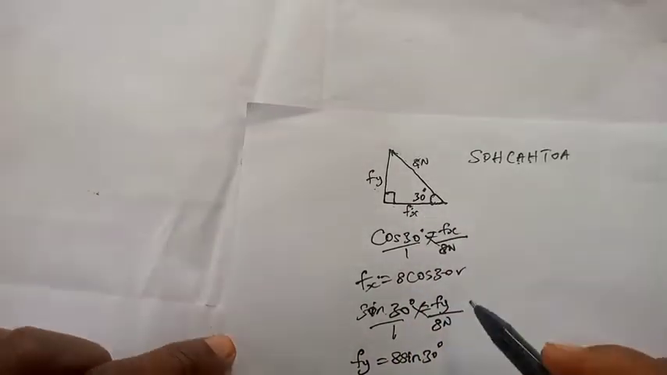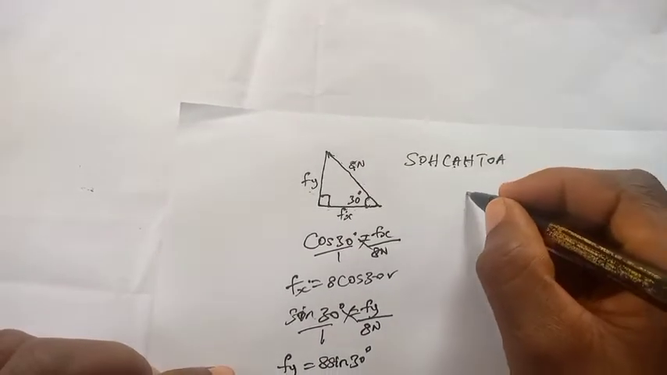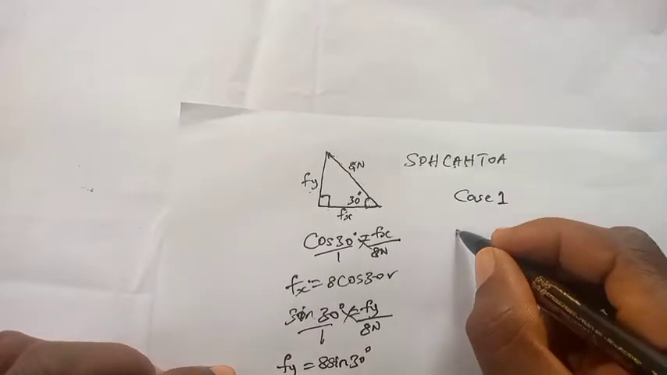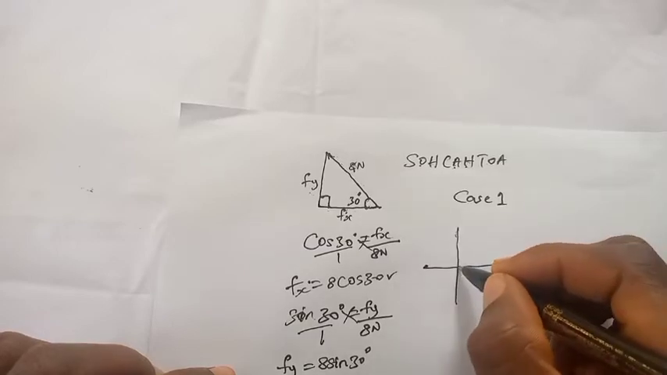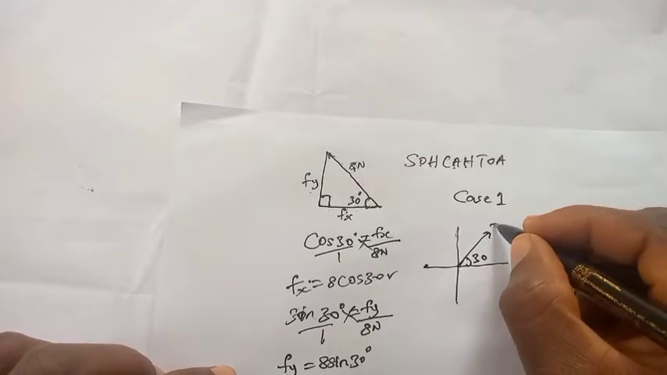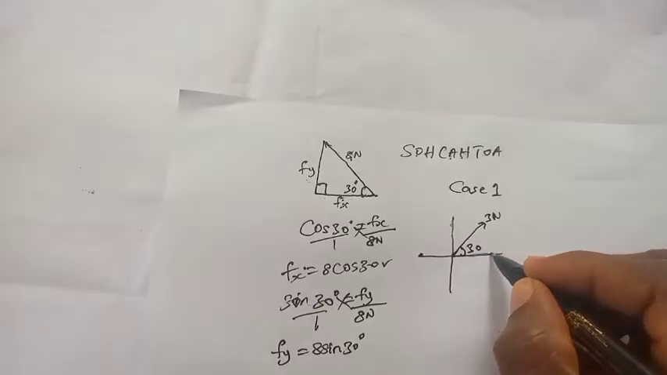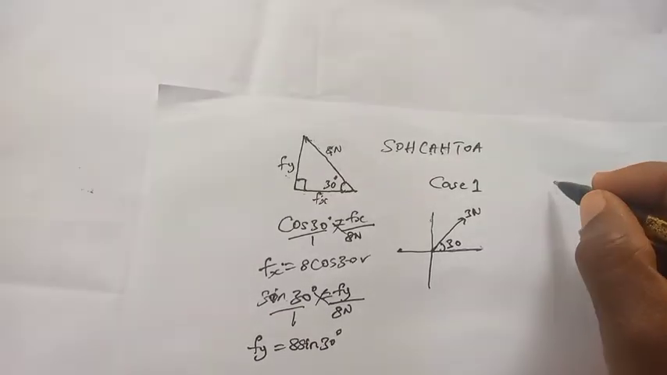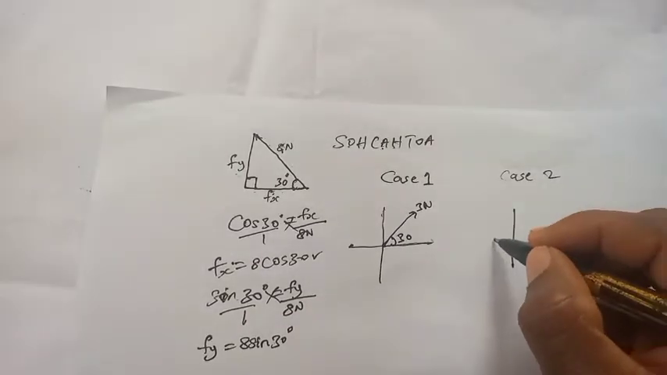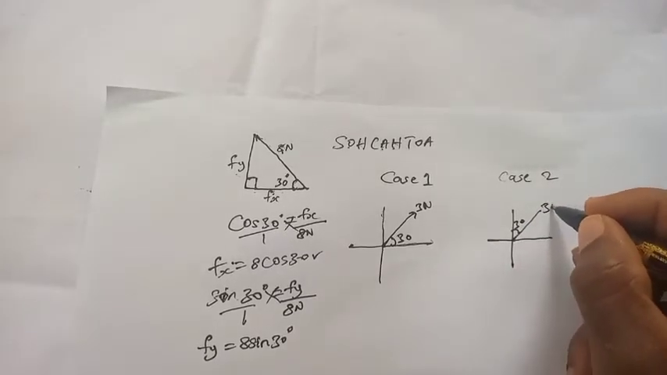That's this one. So let's go to the cases we have. Let's look at case 1. Let's say this is 30 degrees again, and this force is 3 Newton. Case 1 is where we have this angle inclined on the horizontal axis, you understand? And then in case 2, we'll be discussing when it is inclined to the vertical axis. Let's use the same 3 Newton.